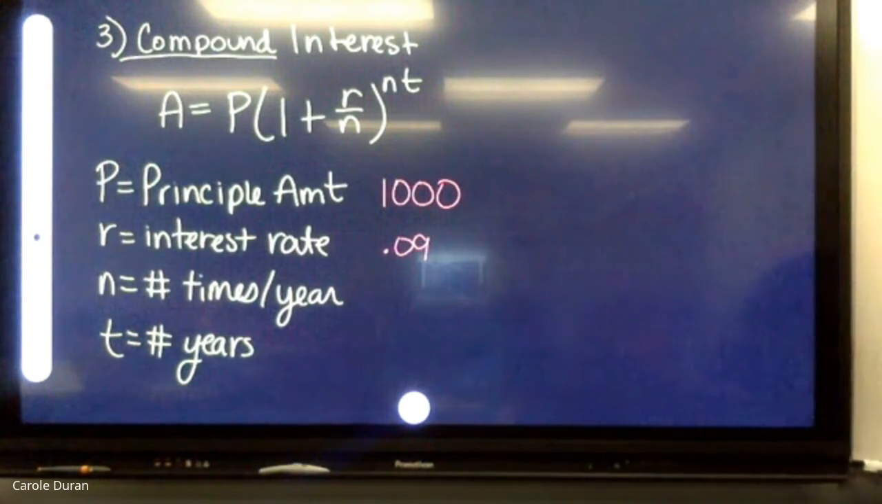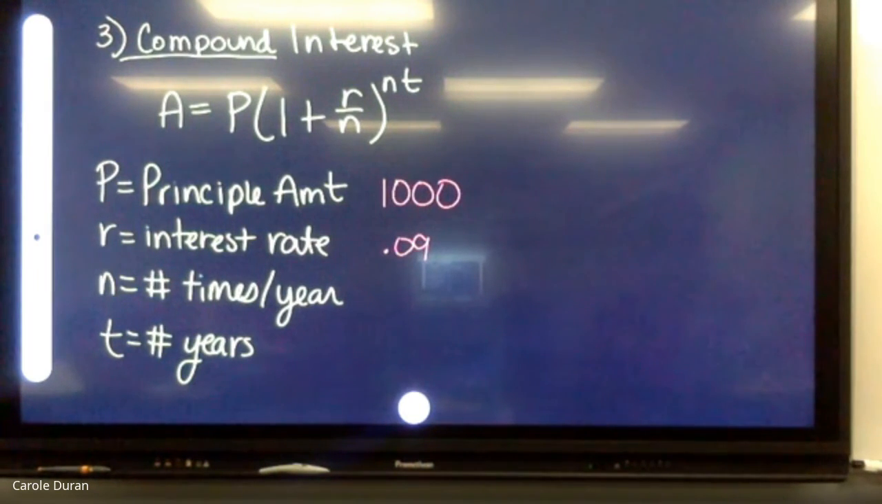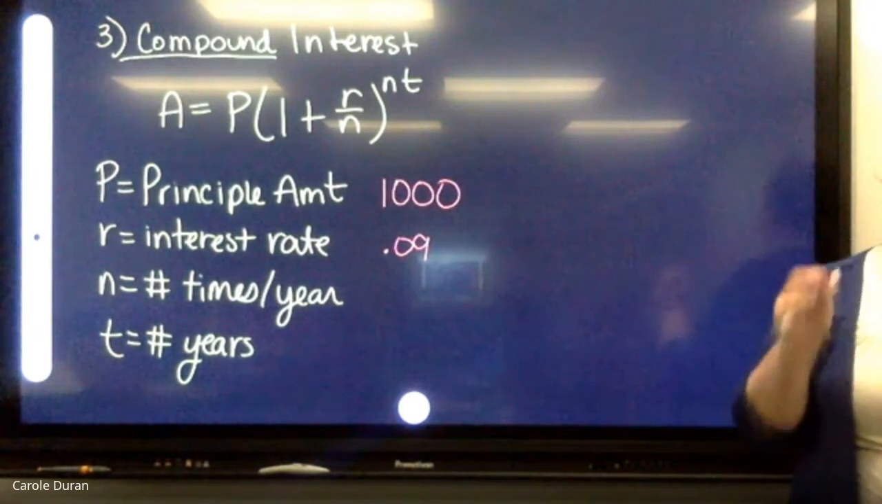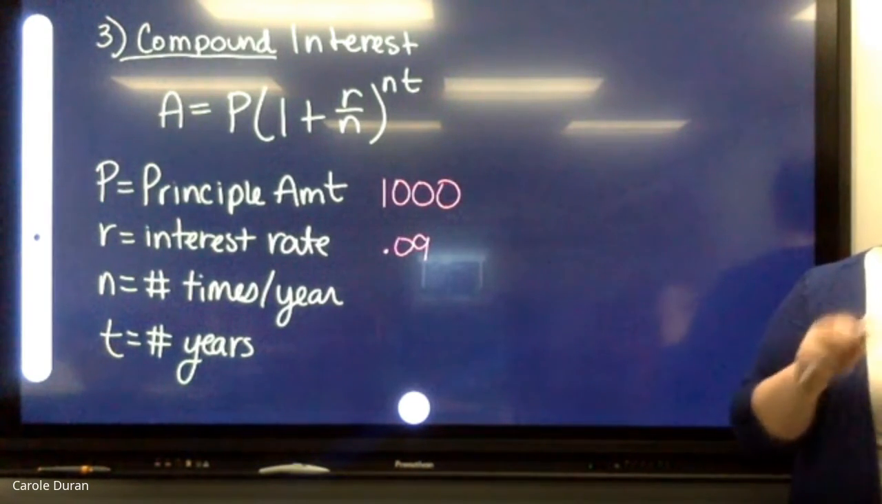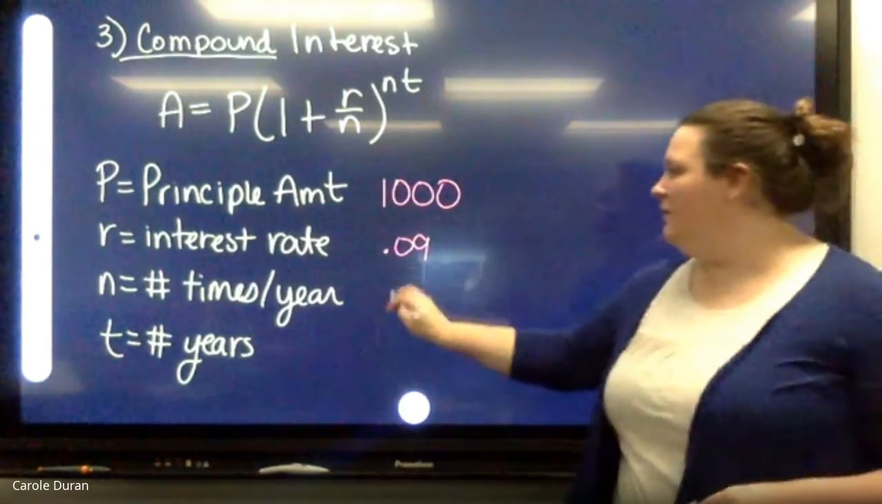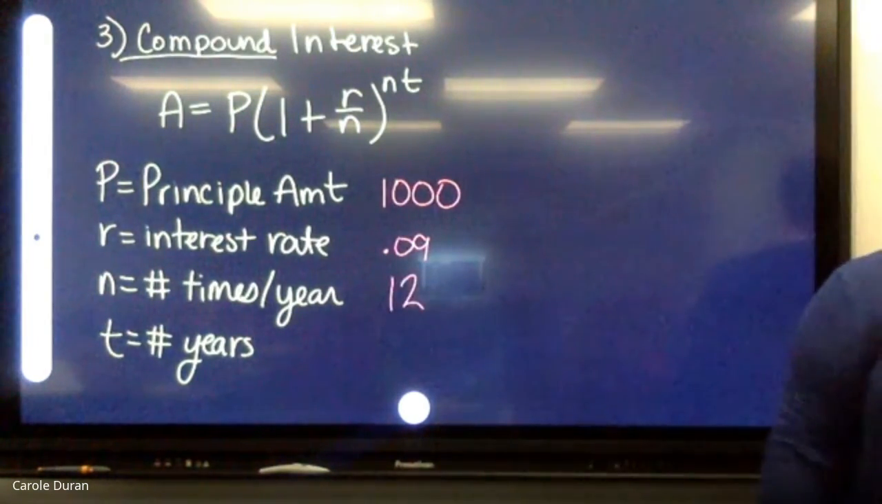And this is usually the one that students mess up on the most. How many times per year am I taking the interest here? You need to pay attention to where it says when we're taking interest. So this said 9% compounded monthly. Monthly means every single month I'm taking the interest, and there are 12 months in a year. So that means my N value here is 12.